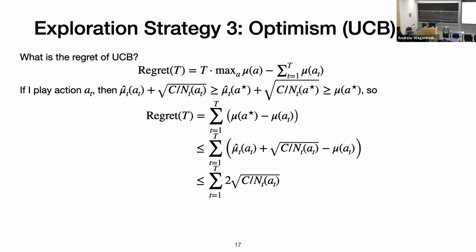From here, it's just a matter of algebra. You can show that, regardless of how these pulls are, this is bounded by square root of A times T, and this is actually the optimal achievable regret. I'm not going to show it here, but you can show a lower bound that says that in the multi-armed bandit problem with A arms, this is the optimal rate you can get.